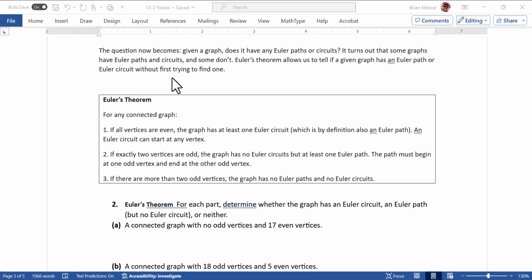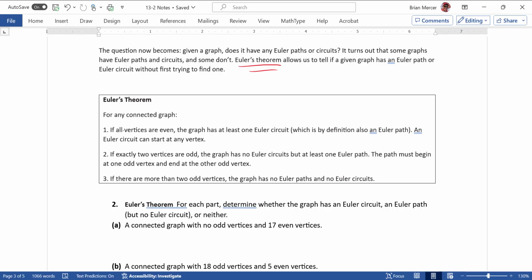So in the last video, we looked at Euler paths and Euler circuits, and the question we closed with was: if you've got a graph, does it have an Euler path and an Euler circuit automatically? Turns out some do and some don't, and this thing called Euler's theorem will allow us to tell if it does have a path or a circuit without first searching to find one. The first graphs we looked at were fairly simple, but as they get more complicated, it can be tough to tell without spending a whole lot of time on trial and error.